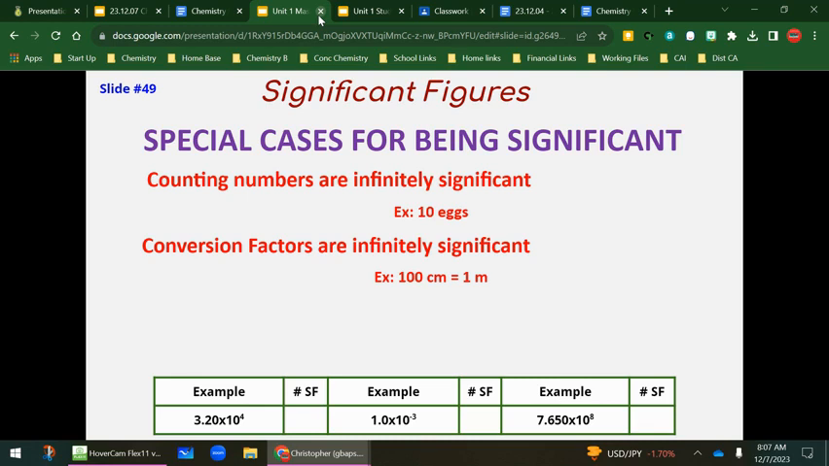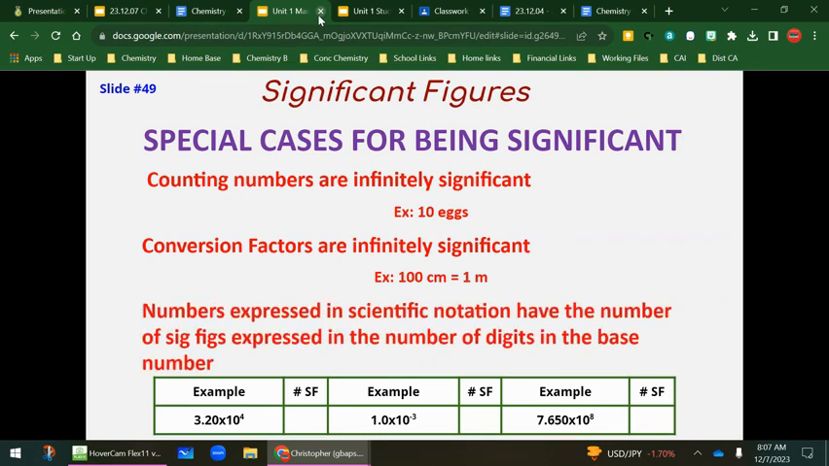And then, ladies and gentlemen, the last one is if you have a number in scientific notation. Because the start of that number always needs to be greater than 1, but less than what? Less than 10. And then if you have another digit, there has to be a what?